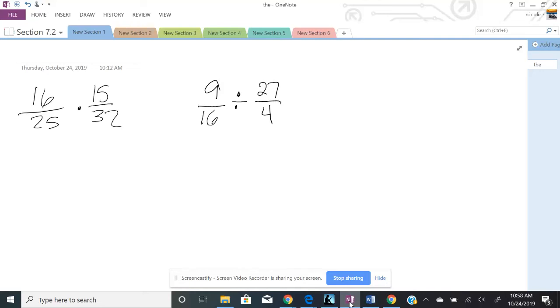Hey, everybody, this is section 7.2. All right, we are going to be multiplying and dividing fractions, but they aren't going to typically be these nice, pretty ones, but I do want to review some things.